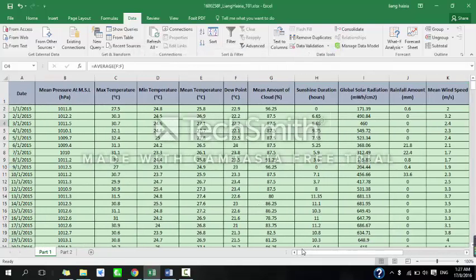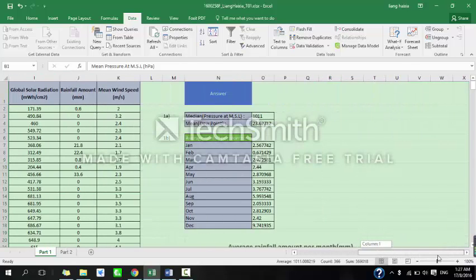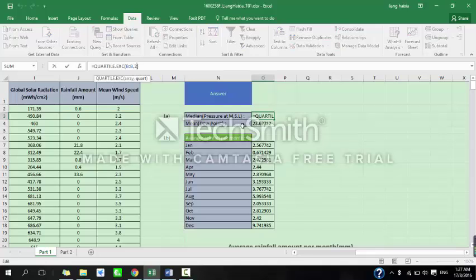Next, they ask for the median. For the median, we will be using equal QUARTILE.EXE, and then we choose everything from this column, which shows the data of mean median and mean pressure. Then we choose the second quartile because we are finding the median, and the answer will be 1011.